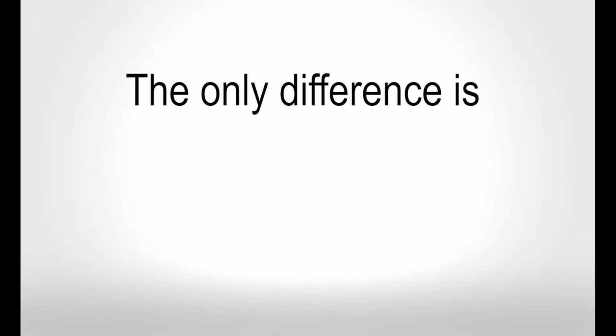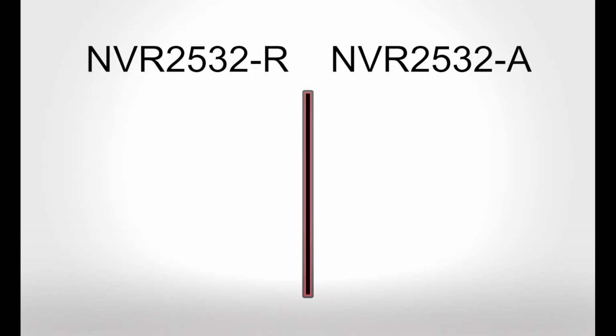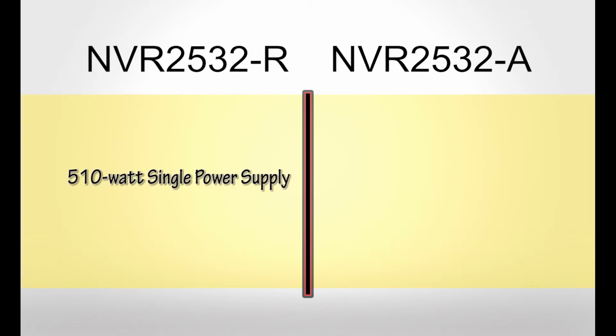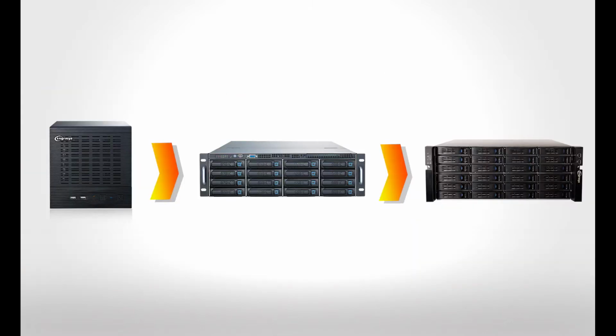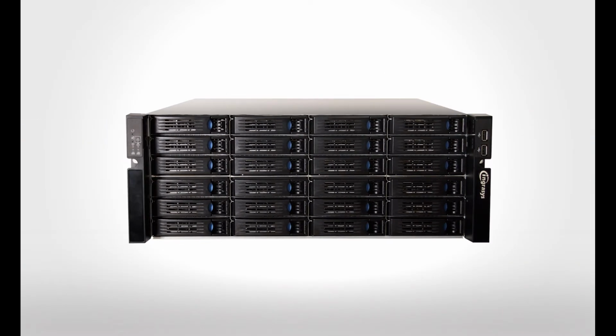The only difference is power supply. NVR2532-R uses a 510-watt single power supply. In contrast, NVR2532-A has a 650-watt redundant power supply.